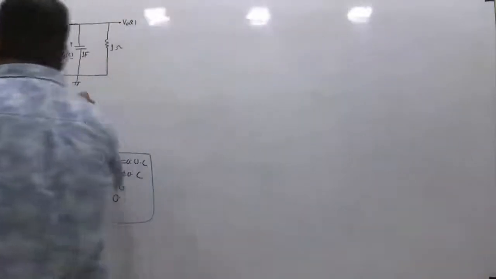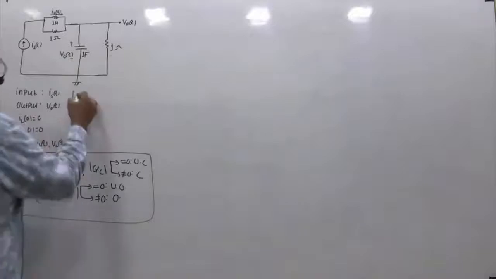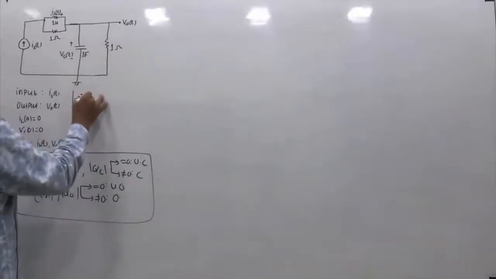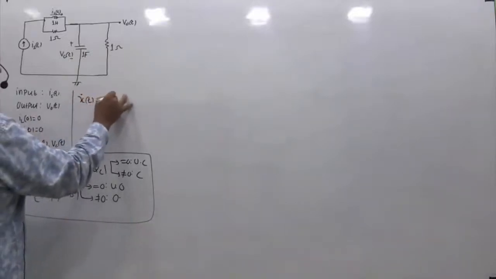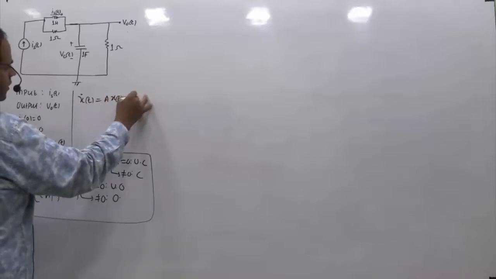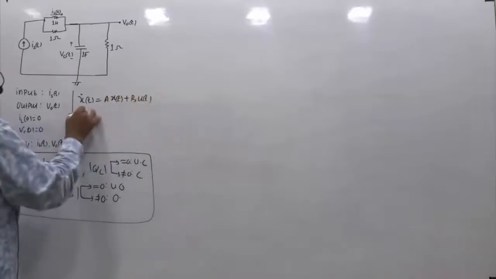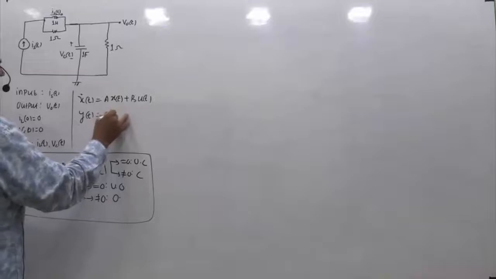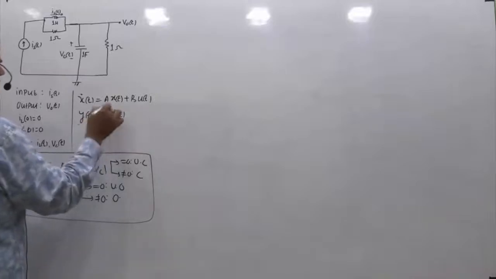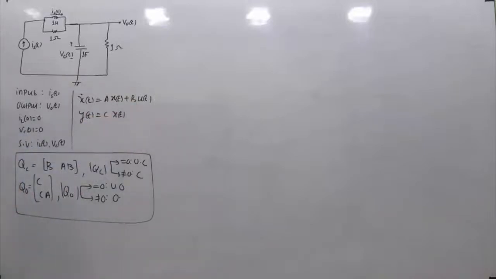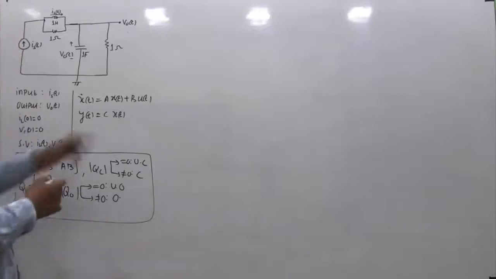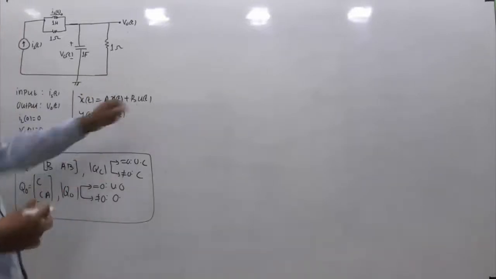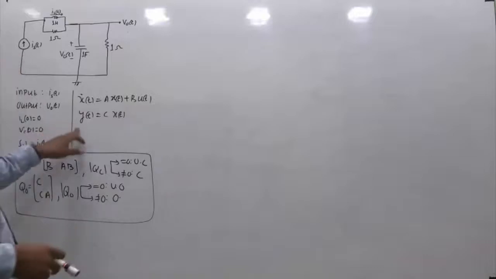Well, the standard format of the state space representation is x dot(t) equals A x(t) plus B u(t), and y(t) equals C x(t) plus D u(t), but D is generally taken to be 0. So this is the standard model of the state space equations. Here x represents the state variables, which can be column vectors, u indicates inputs and y indicates outputs.